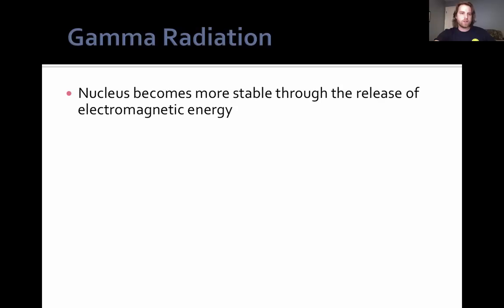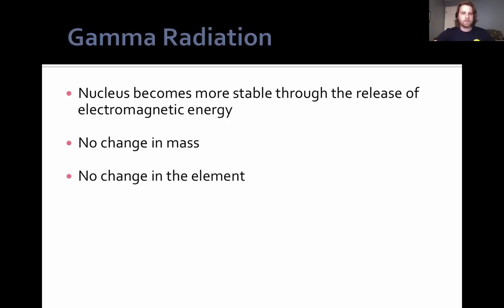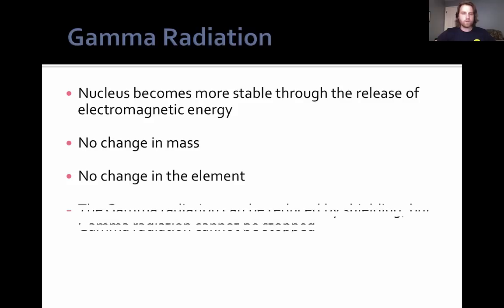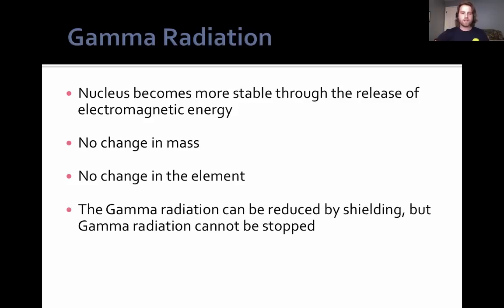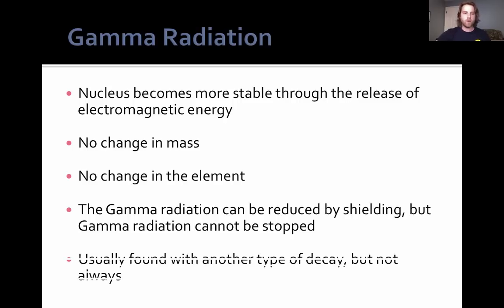Let's talk about gamma radiation. The nucleus is going to undergo gamma radiation and become more stable through release of just energy. Sometimes all it needs to do is release energy, and this is what it's going to do. There's no change in mass, and there is no change in the element whatsoever. Gamma radiation can be reduced by shielding, but you cannot stop it. It is the highest frequency and highest energy form of radiation that we know of.